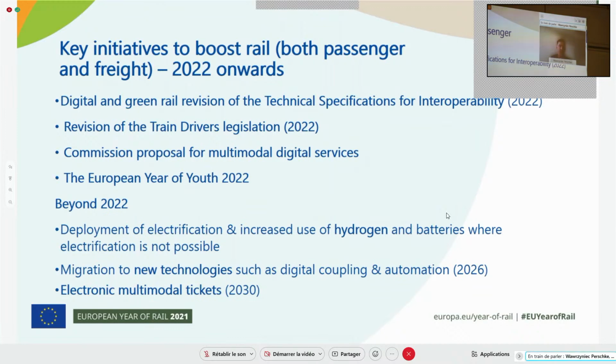Now, we in 2026 hope to have a very good migration to the digital automated coupler, and that will start a completely new era for freight transport on rail. And another milestone is there expected in 2030 based on the roadmap proposed by the sector itself. Finally, electronic multimodal tickets with all the bells and whistles, which we are crossing fingers will be able to count on.